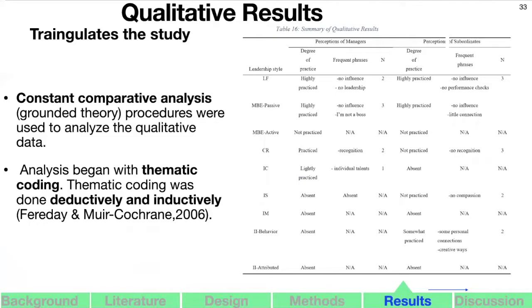So moving over to the qualitative aspect of the research, after coding the data, I found that there were situations, like for leadership behaviors, that had differences between leaders and subordinates, but there were some others that did not have much difference. So now I will move over to the discussions part.